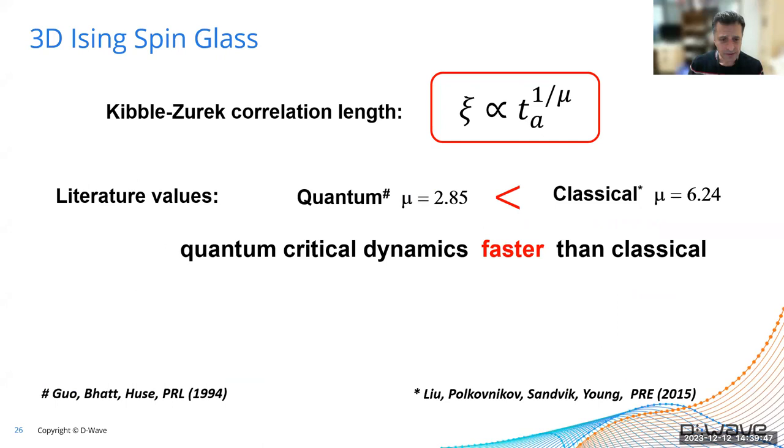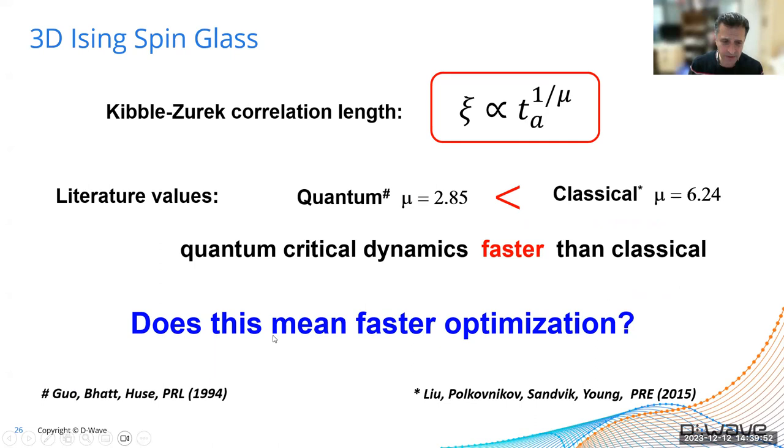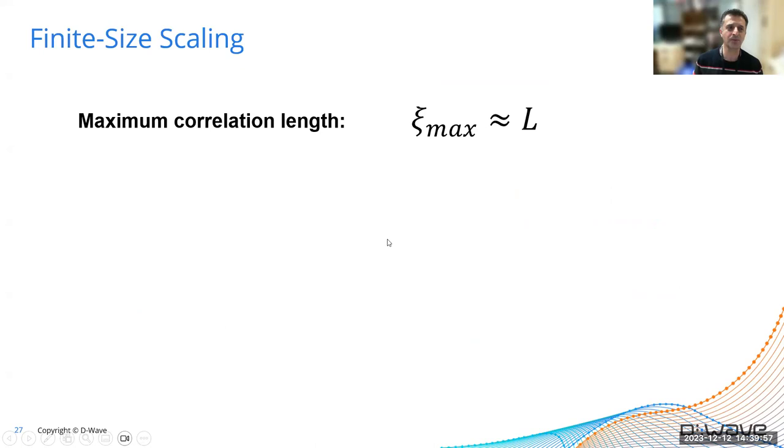Okay. So before I come back to this question, which goes back to my central question I mentioned before, I want to touch one more topic, and that is finite size scaling. I told you before that the slower you anneal, the longer the correlation length becomes. But there's a limit to that. At some point, the correlation length reaches the size of the system and cannot grow more than that. The correlation length cannot be bigger than the size of the system.